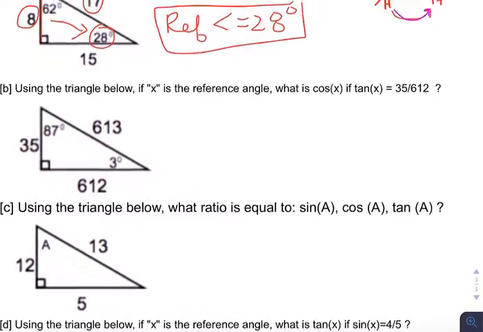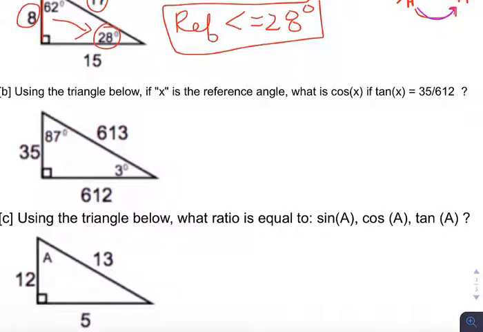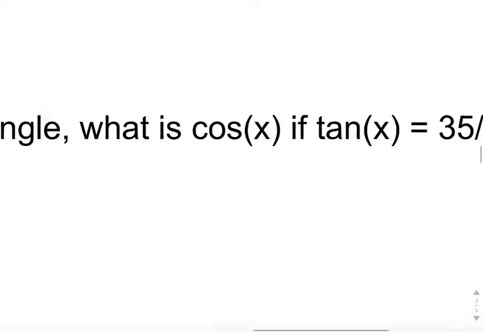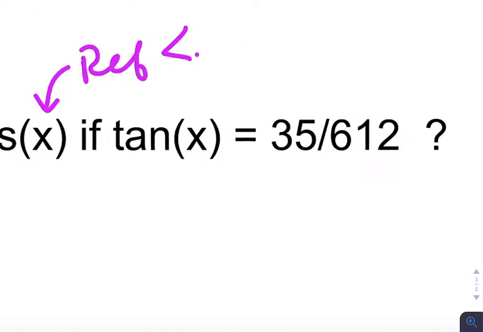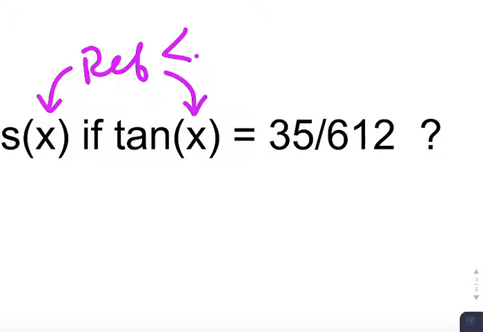Okay. B is very much in the same vein. This one throws a little wrench into it. We're actually wanting to find the cosine. Let's get a little closer here. We actually want to find the cosine of x, and again, this is our reference angle. Okay, there's a reference angle, but they're telling us that the tangent value of the same reference angle, and it's important to note that we're talking about the same angle, is 35 over 612.